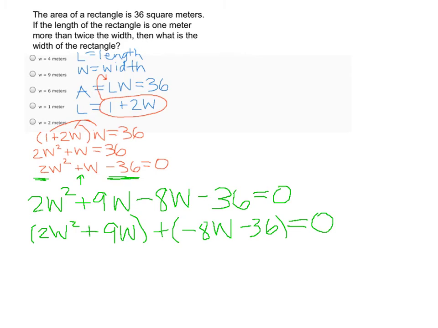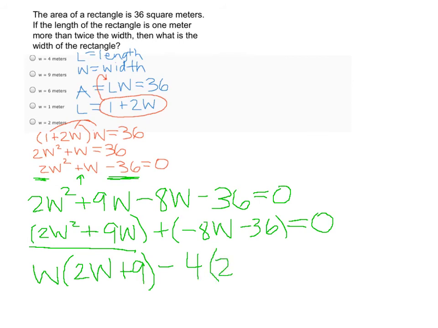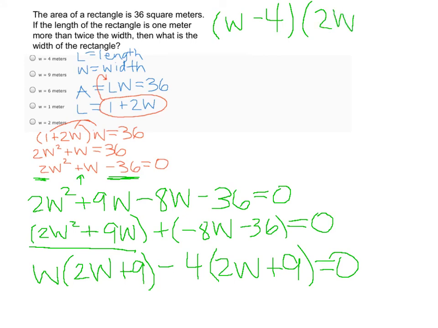Now let's factor out what's common in each one. So in our first grouping we have a w in common, and when we factor out a w we're left with 2w plus 9. And in our second grouping we can factor out a negative 4, and when we factor out that negative 4 we are left with 2w plus 9 again. And this still equals 0. Now, to finalize our factor by grouping, we're left with w minus 4 times the quantity 2w plus 9 equals 0.